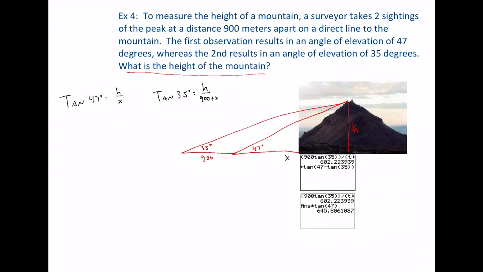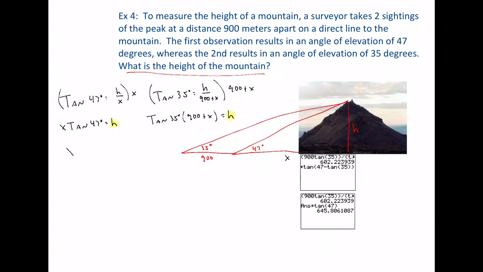So we have two equations and two unknowns, so it looks like we're going to have to solve a system here. Let's get rid of the denominator on both of these, so let's multiply by x. That'll give us x times tangent of 47 degrees is equal to the height. And on this one, we have tangent of 35 degrees times 900 plus x is equal to the height. I took this equation and multiplied by the denominator of 900 plus x. So as you see, we have h equals and h equals, so we will be able to do substitution.